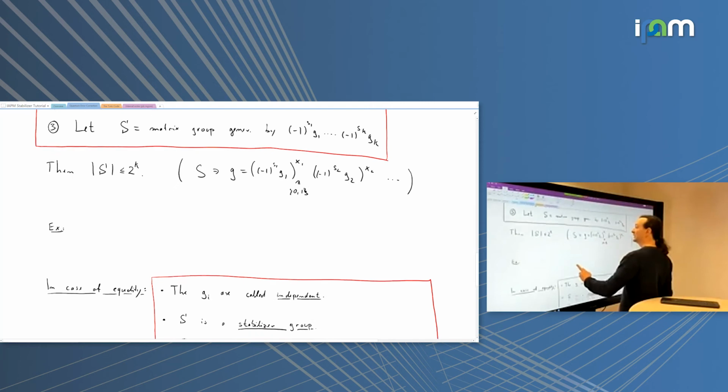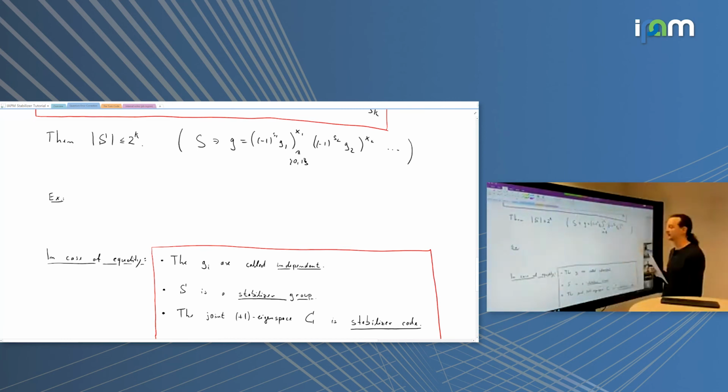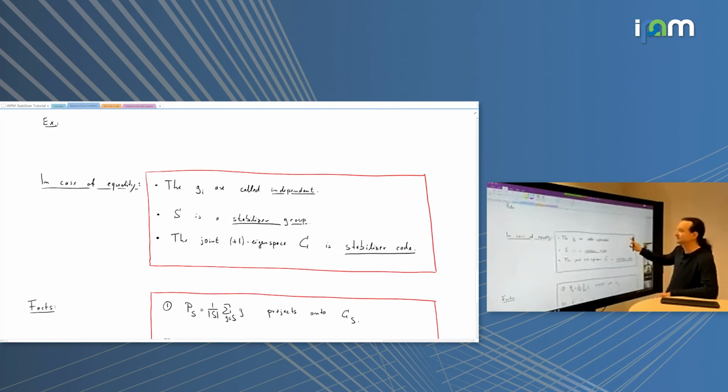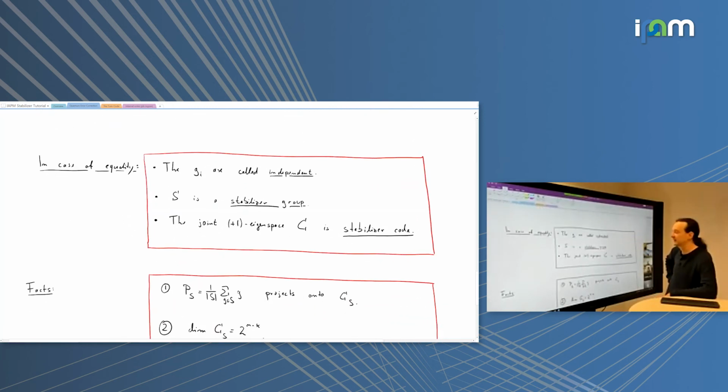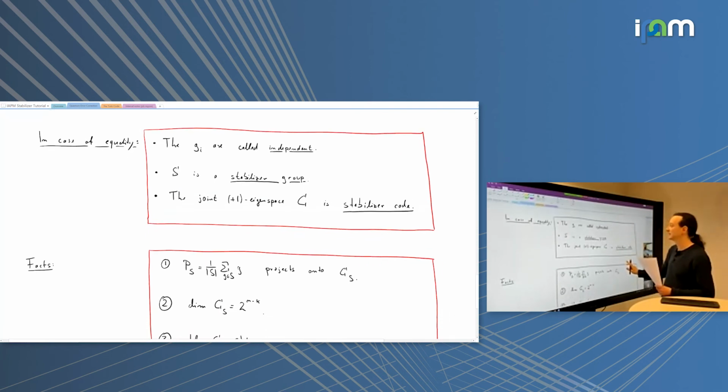Right, so now we are interested in the case where this bound is equal. Yeah, so there are no additional relations among these generators than the one we've already given. And this is the case that is central to our construction. Okay, so if indeed the group has cardinality 2 to the k, then we call the generators independent, and S is called a stabilizer group. And the joint +1 eigenspace of all these elements of the group, this is a stabilizer code. So these are the subspaces we're going to work with. Okay, it's very easy, yeah? Just the generalization of what we had before in the n equal to 2 case.